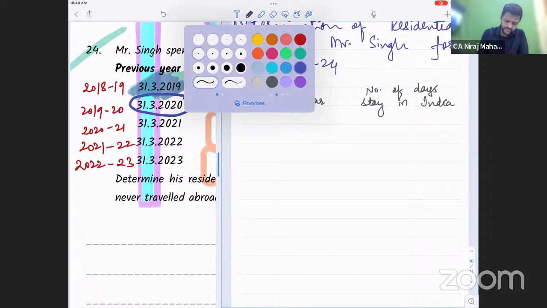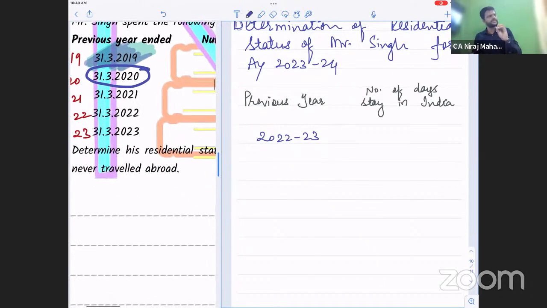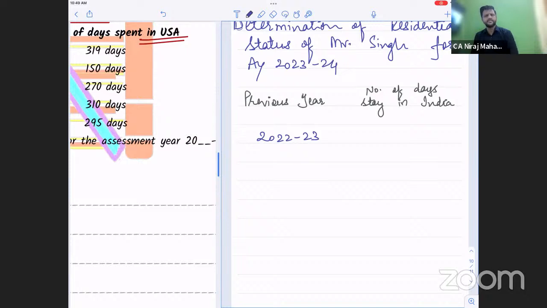That means first I'll mention our current year, PY 22-23. It is 22-23, which is 365 days. 365 minus 295. 65 plus 5, 70. Yes or no, all of you? All right.